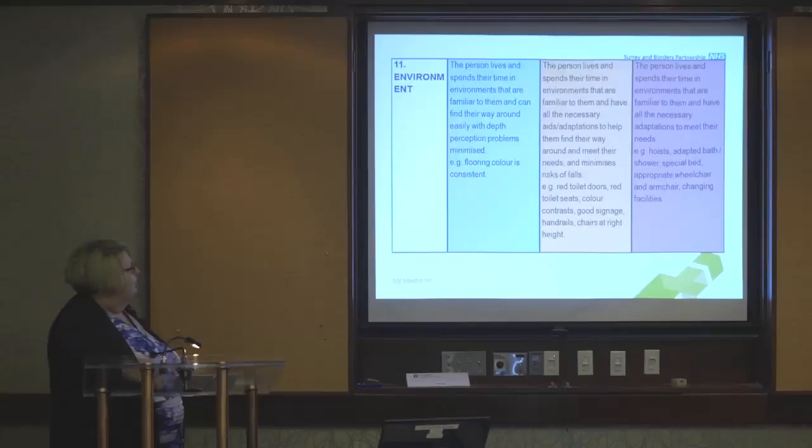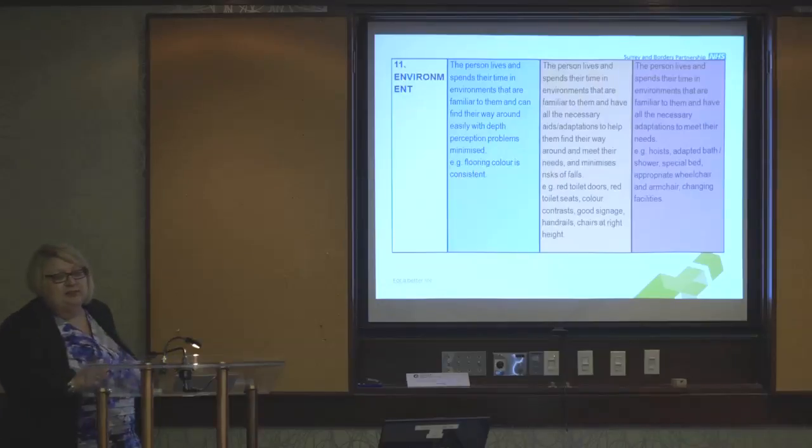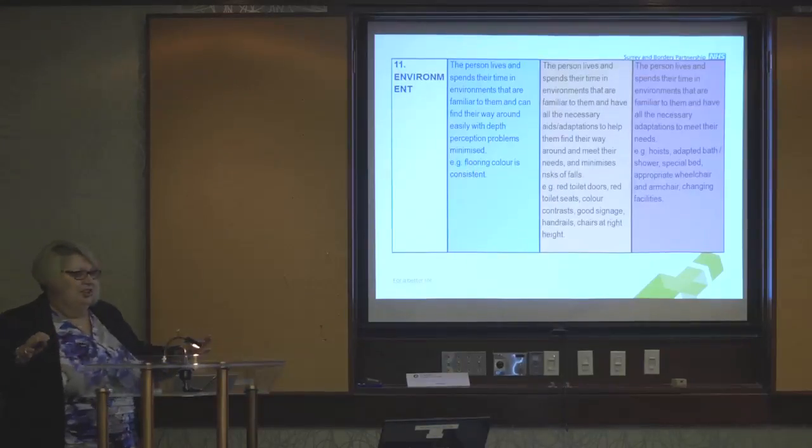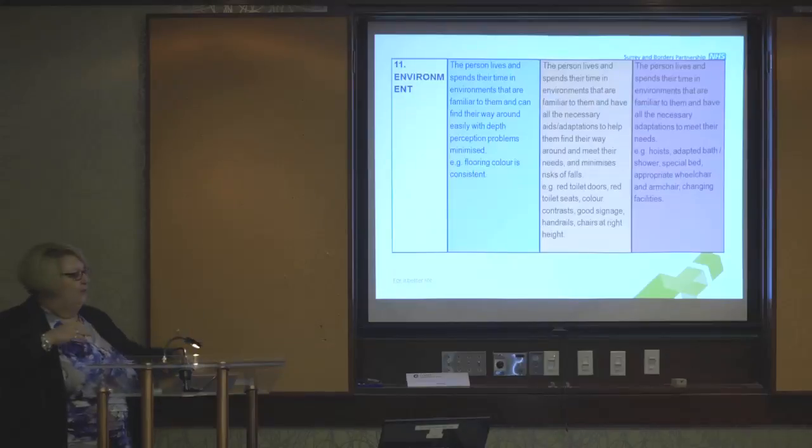And then another one, this one's about the environment. For early stage, the person lives and spends their time in environments that are familiar to them and that they can find their way around easily, with depth perception problems minimised. We didn't talk very much about depth perception yesterday, but we know that one of the first signs of dementia in people with Down syndrome is that inability to cope with changes in steps, stairs, carpets like this, thresholds. And you see people wobbling across changes in thresholds because they don't know how far down.